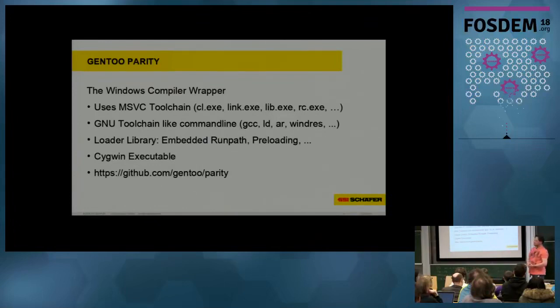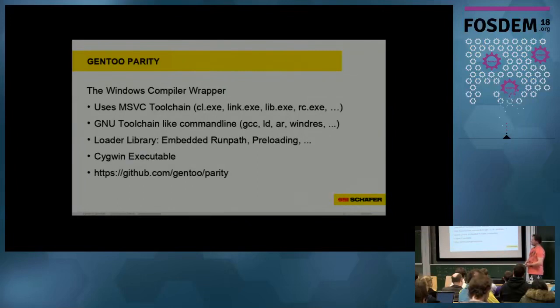So there is a command, basically parity GCC, which understands -shared, for example, to create a shared library, and wraps this to the Microsoft toolchain and creates a real Windows-only DLL, or the same for an executable. Additionally, Parity provides a loader library, which provides features like run path embedding, as well as preloading. We'll see that later in the demo.